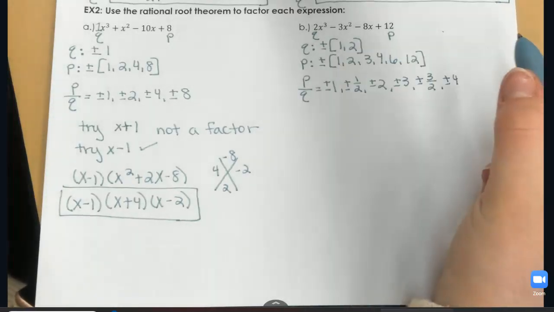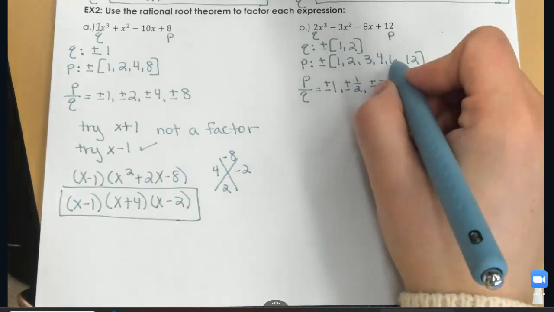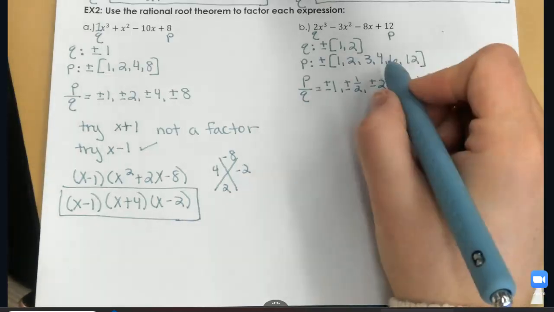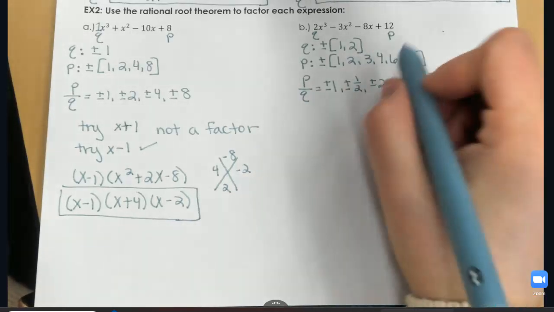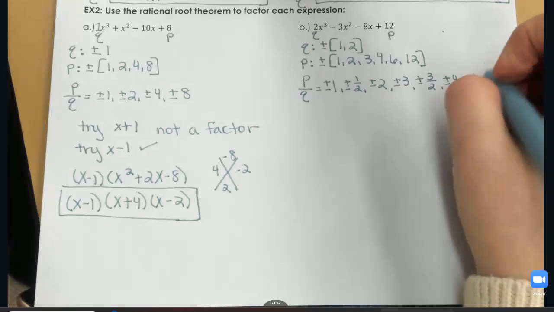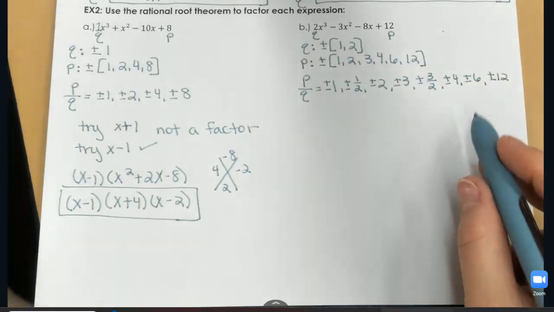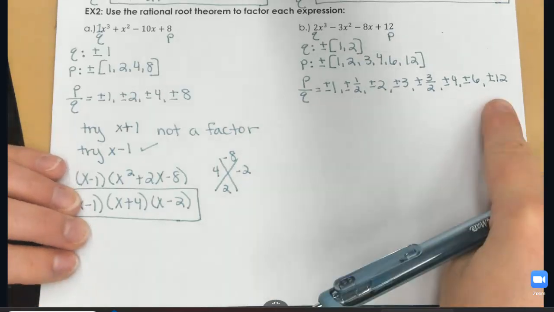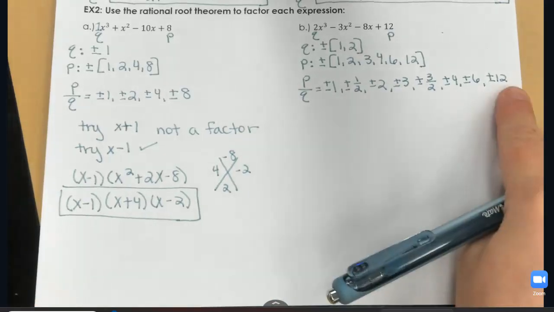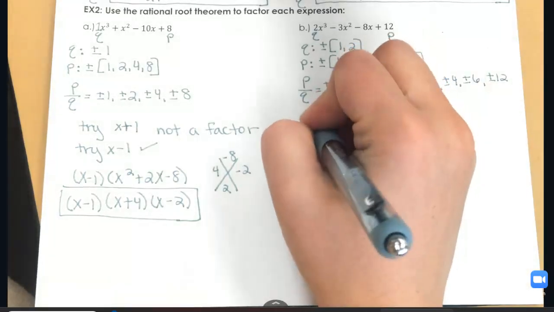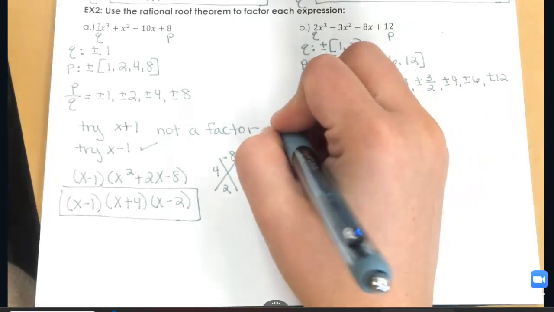And 4 over 2 is 2, which we already have. Moving on to 6. 6 over 1 is 6. And 6 over 2 is 3, which we already have. And then lastly 12. 12 over 1 is 12. And 12 over 2 is 6, which we also already have. So here are all my possible factors, or rational roots. So now we are going to try one. Again, let's try x plus 1 first.